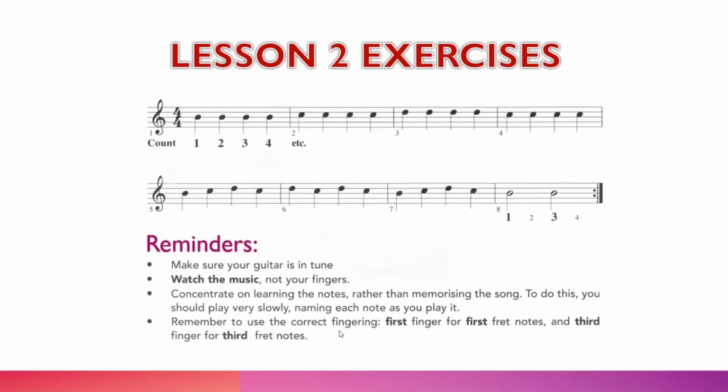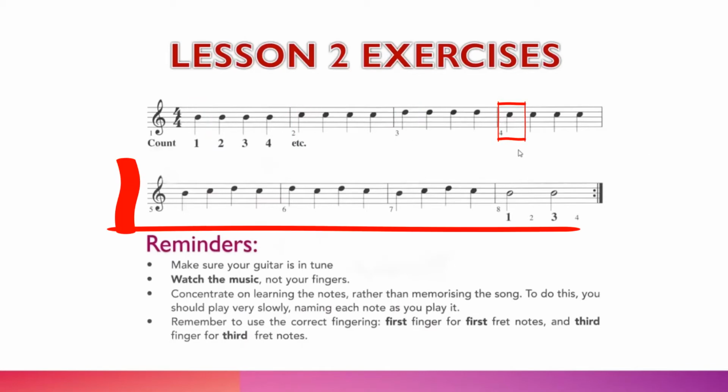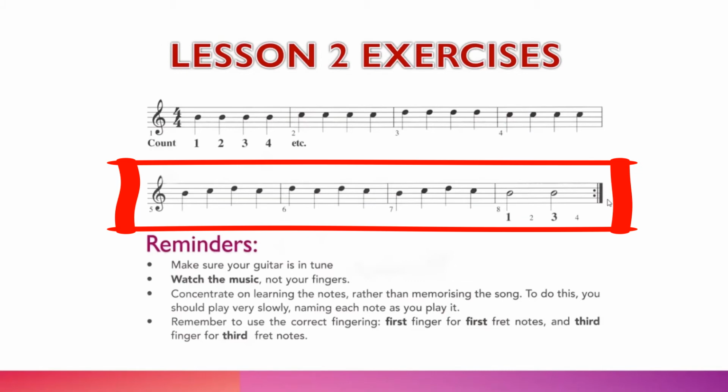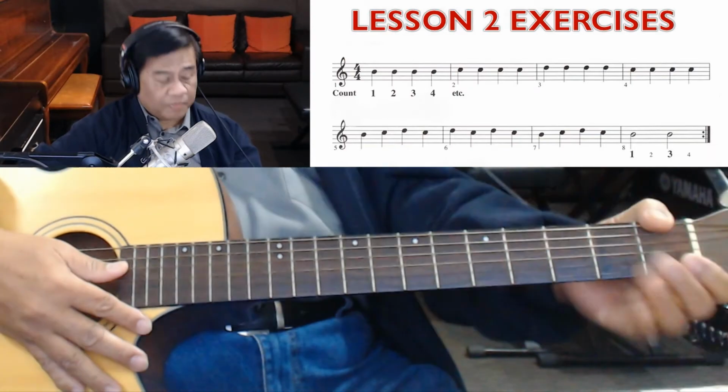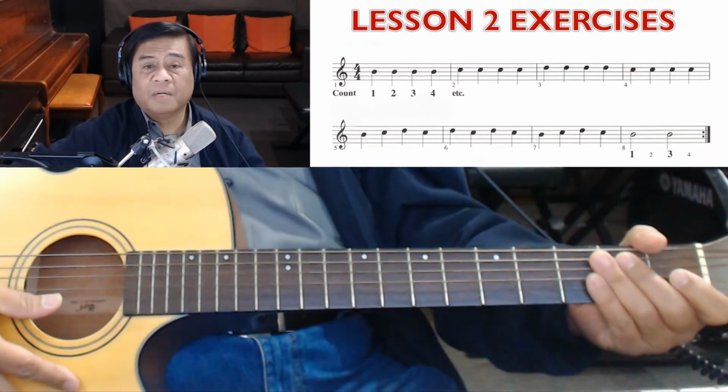Concentrate on learning the notes rather than memorizing the song. To do this, you should play very slowly, naming each note as you play it. So this is B, this is C, and that's D. And then back to C. That's a combination of B, C, D, C, D, C, D, C, B, C, D, C, B, and B. Then remember to use the correct fingering: first finger for the first fret notes, and third finger for third fret notes. We haven't used the second finger yet, but that will come in the next lesson.